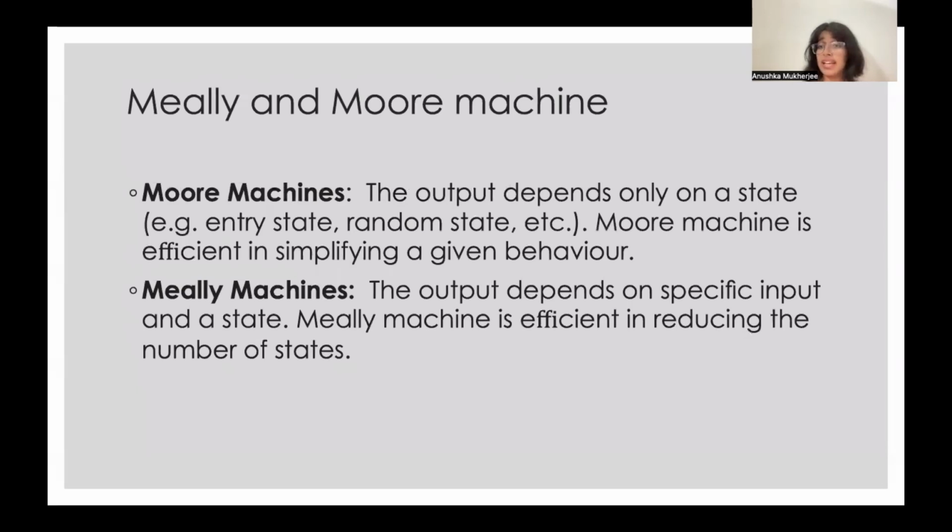Now you have the Moore and the Mealy machine. In the Moore machine, the output depends only on the state. The Moore machine is efficient in simplifying a given behavior. However, when the output depends on the specific input and the state, then it is a Mealy machine, and it is efficient in reducing the number of states.